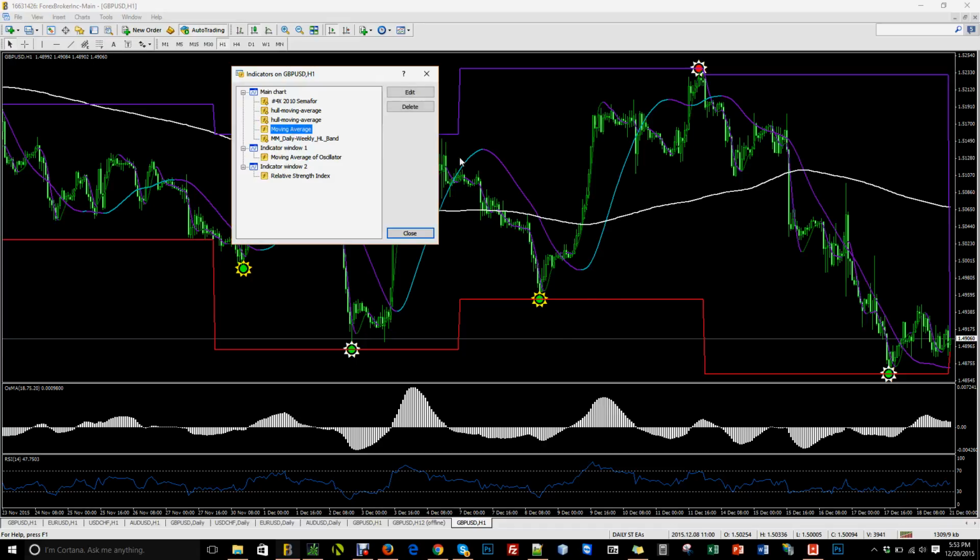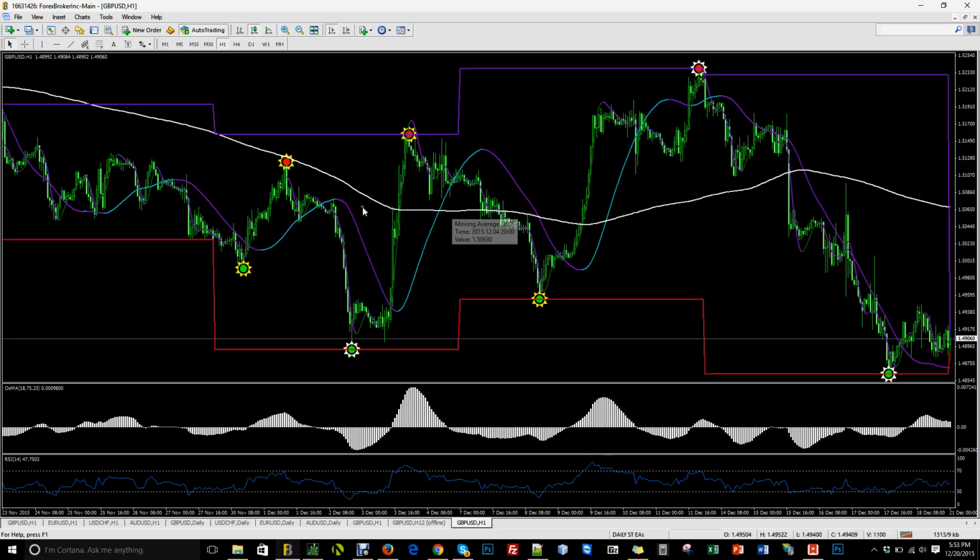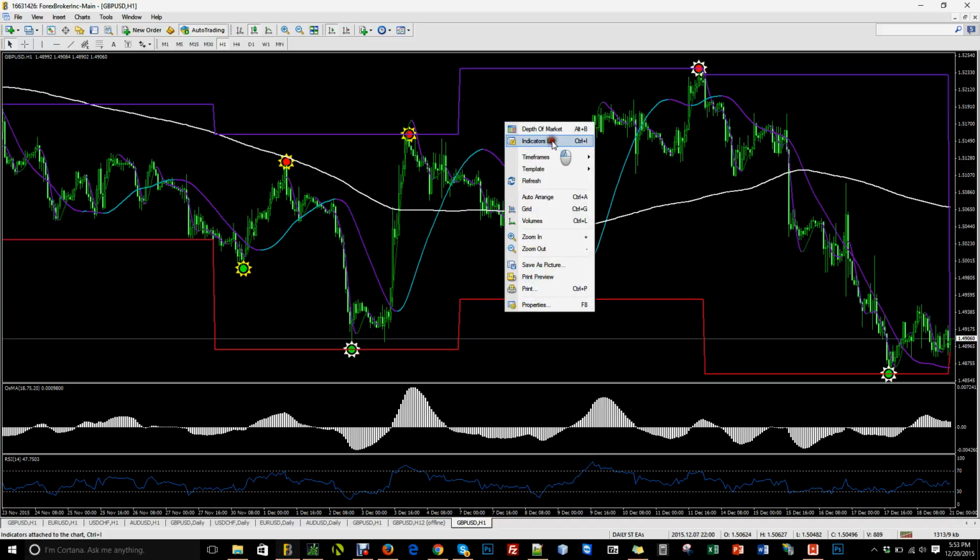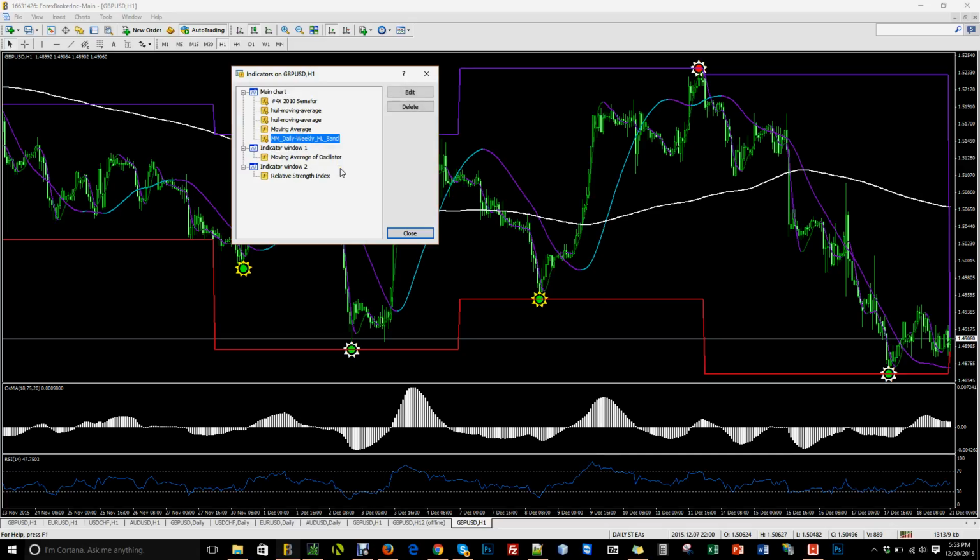I also like to add a moving average right here, this white one, and that's a 200. The next indicator I like to look at is the weekly high-low band. That's this purple and this red. Each week it draws in the high and the low of the previous week. The next indicator is the moving average of oscillator, which is this right here, this white. And the last indicator that I look at is the Relative Strength Index, or RSI.